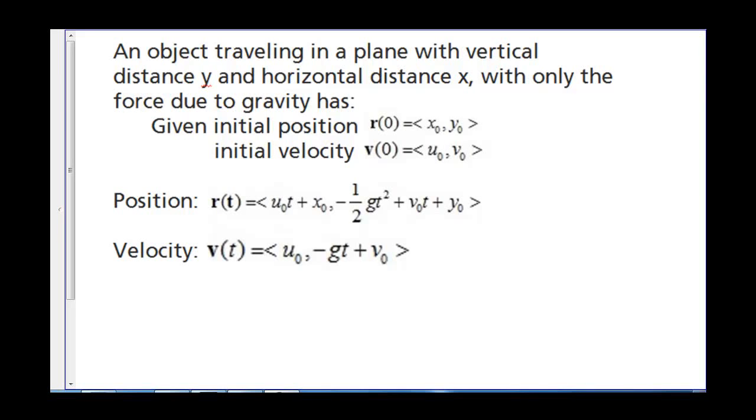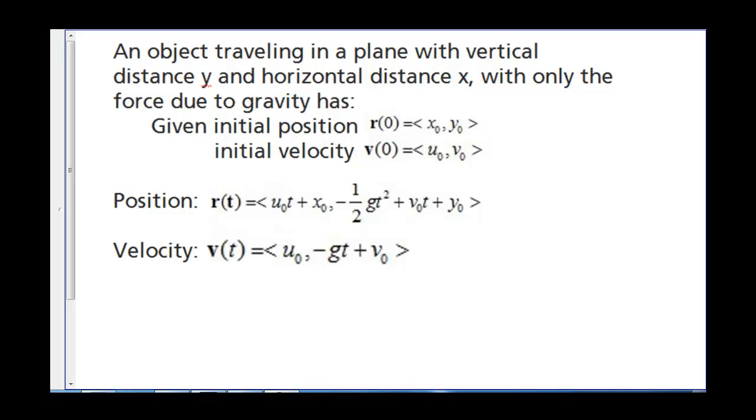For two-dimensional motion in a gravitational field, an object traveling in a plane with a vertical distance y and horizontal distance x, with only the force due to gravity, has, given the initial position r of 0 equals (x naught, y naught) and initial velocity v of 0 equals (u naught, v naught), the position vector r of t equals (u naught t plus x naught, negative 1/2 g t squared plus v naught t plus y naught), and the velocity vector equals (u naught, negative gt plus v naught).